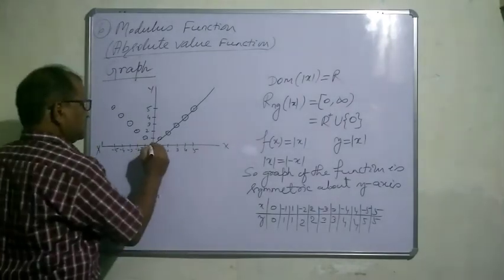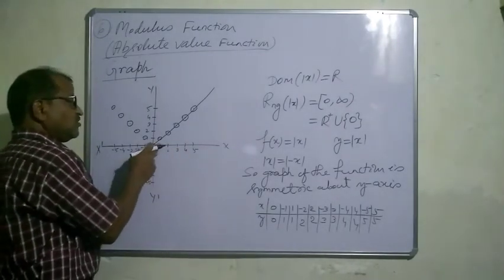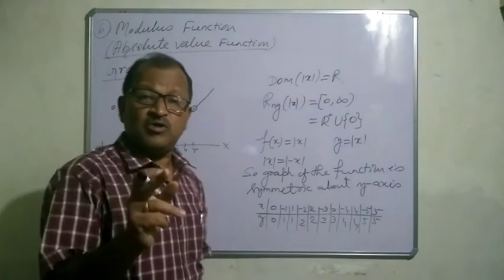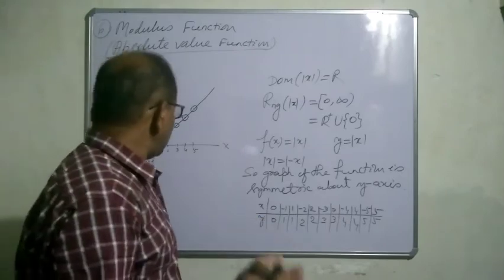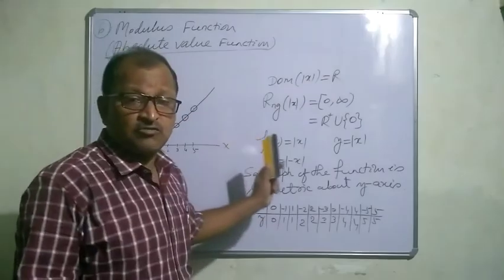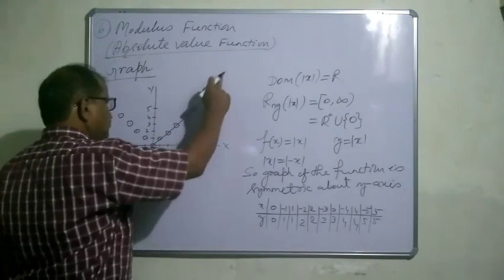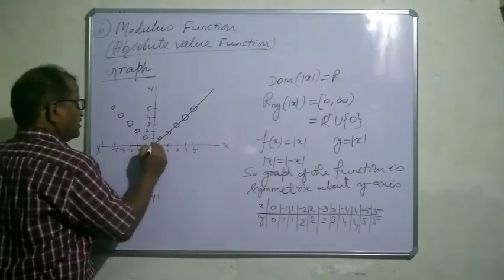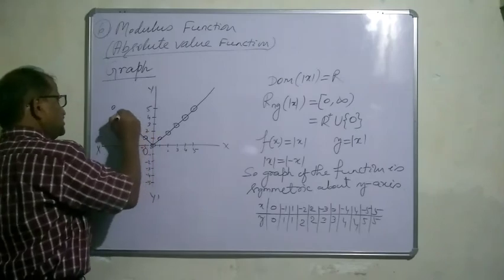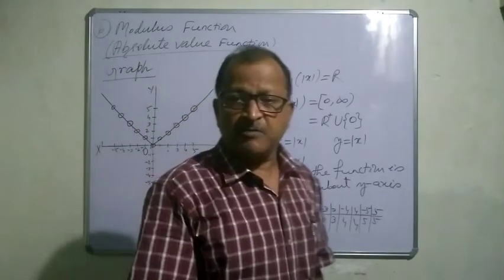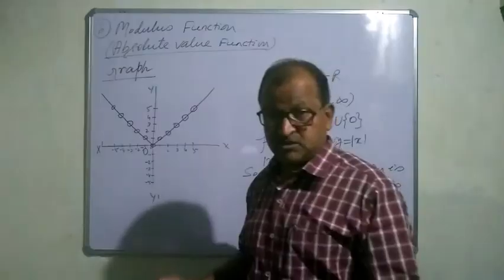And here, because f(x) is equal to the modulus of x, it will behave like the identity function, f(x) equal to x when x is greater than or equal to 0. So it is just like your identity function in the first quadrant. And here it is also a straight line like this. So this is the graph of your absolute value function.